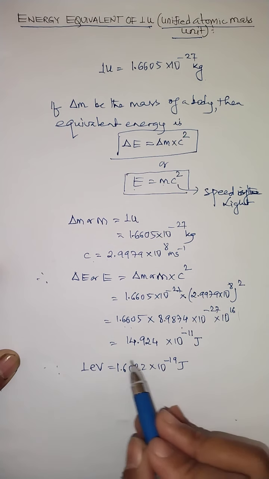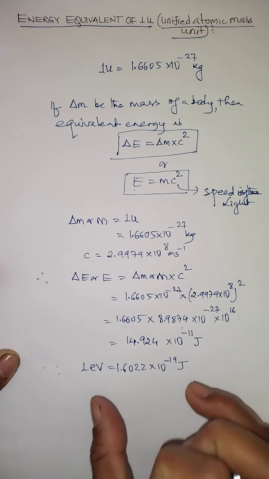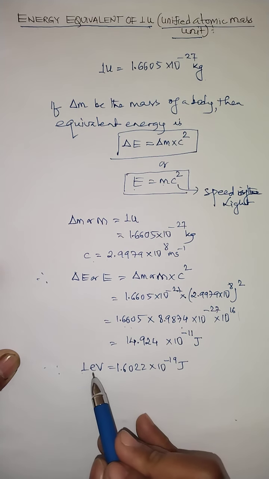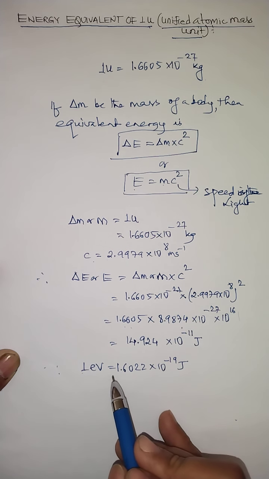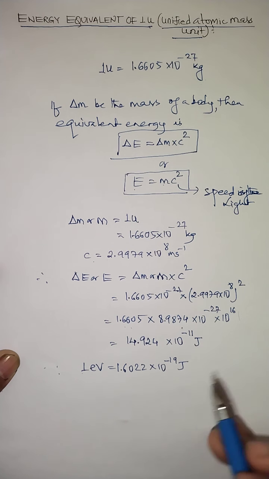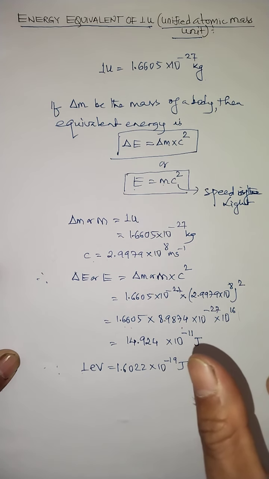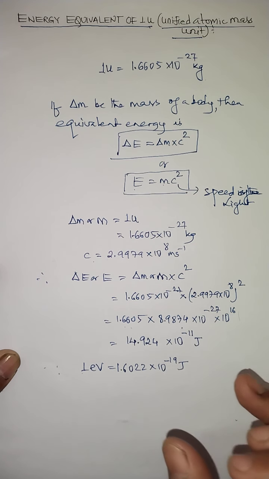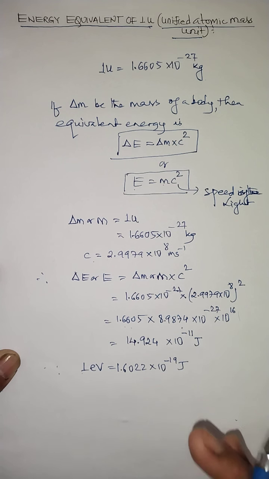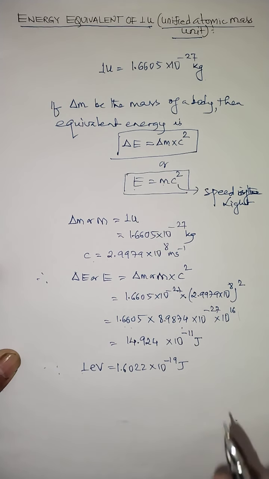But when we take this value to 1 decimal place, we take 1.6 only. But I am writing the experimental value of 1 electron volt. 1 eV means 1 electron volt. It is 1.6022 into 10 to the power minus 19 joule. But the energy which we calculate equivalent to any mass, we measure basically in what? The mega electron volt. So the unit in which we measure this energy is mega electron volt.